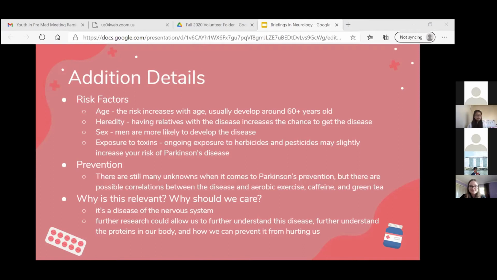And when it comes to prevention, there are so many unknowns of this disease, but scientists have found possible correlations between Parkinson's and aerobic exercise, caffeine, and green tea.